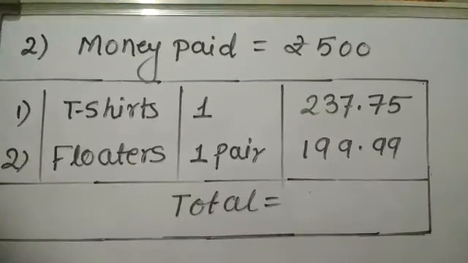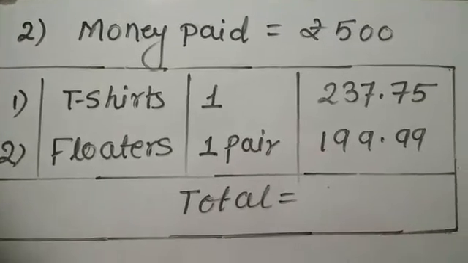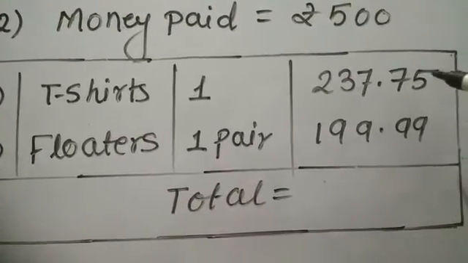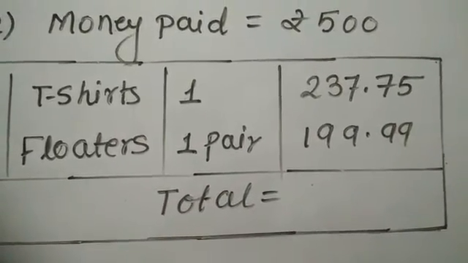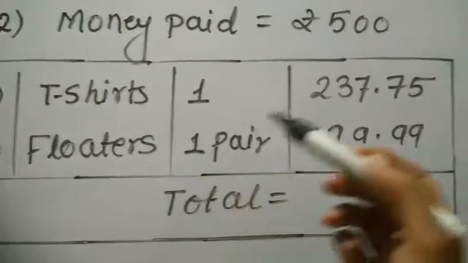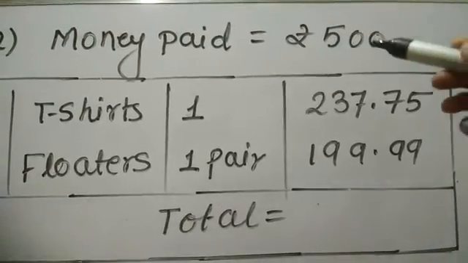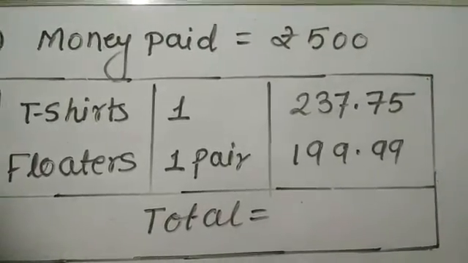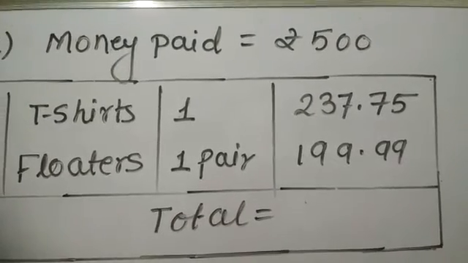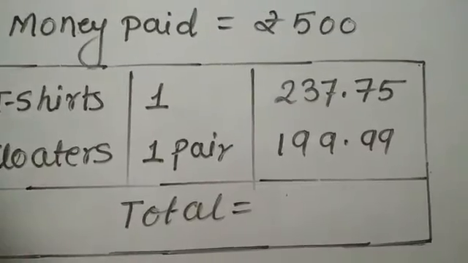Children, now you see the second bill. Here you can see the cost of one t-shirt is given 237.75, that is 237 rupees 75 paise. And the cost of one pair of floaters is given 199 rupees 99 paise. The customer paid the amount 500 rupees. Then here we have to find out the total of the bill and money left over. Now let us make the total.